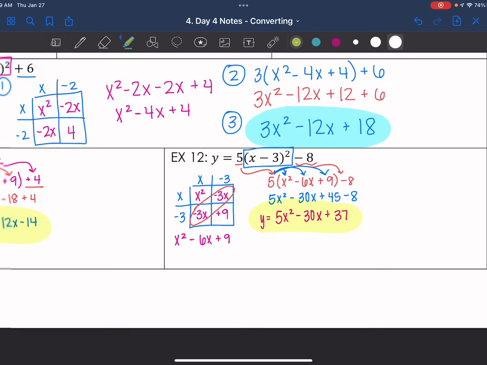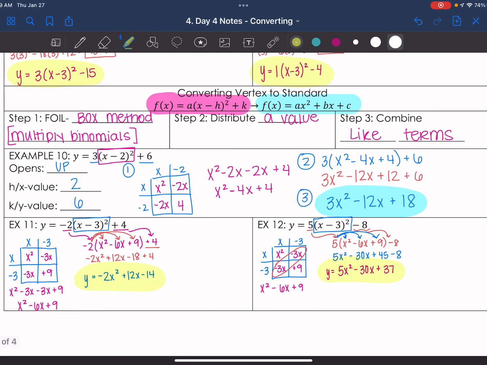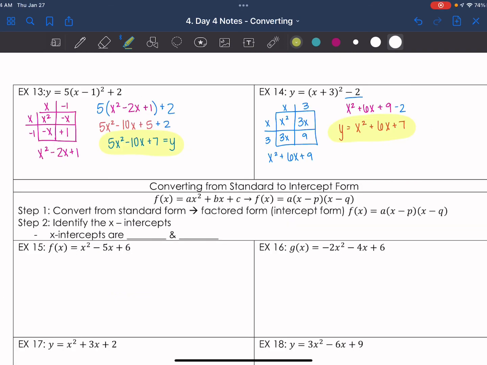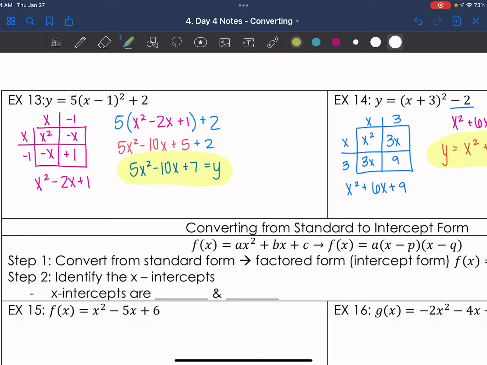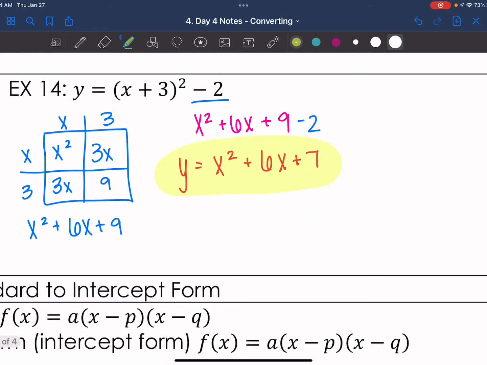Pause the video here, flip the page, and try number 13 and 14 on your own. Guys, check number 13 and 14. So for number 13, pause the video here to check your work. And for number 14, pause the video here to check your work.